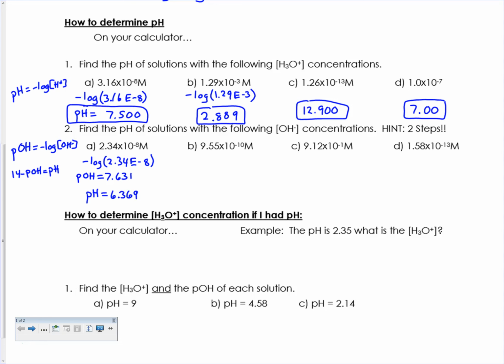For B, same process. We find the pOH by taking the negative log of the concentration that's given there. We get pOH equals 9.020. And then I find here that the pH would equal 4.980. For C, take it, we get the pOH equal to 0.040, and then pH is going to be 14 minus that, so 13.960.